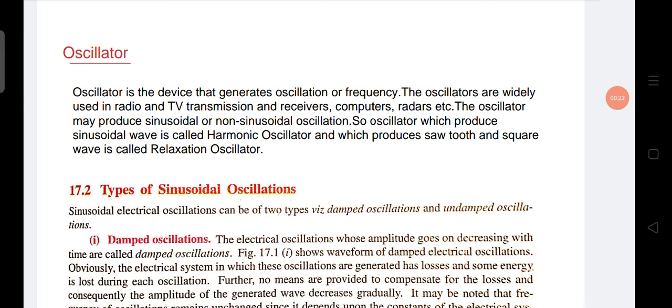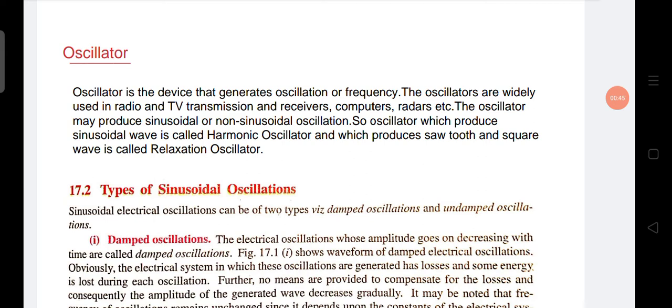In your physics class, you have studied oscillation. Oscillation means something like a pendulum or vibration. So that is oscillation or frequency. That means an oscillator is a device which generates oscillation or frequency.